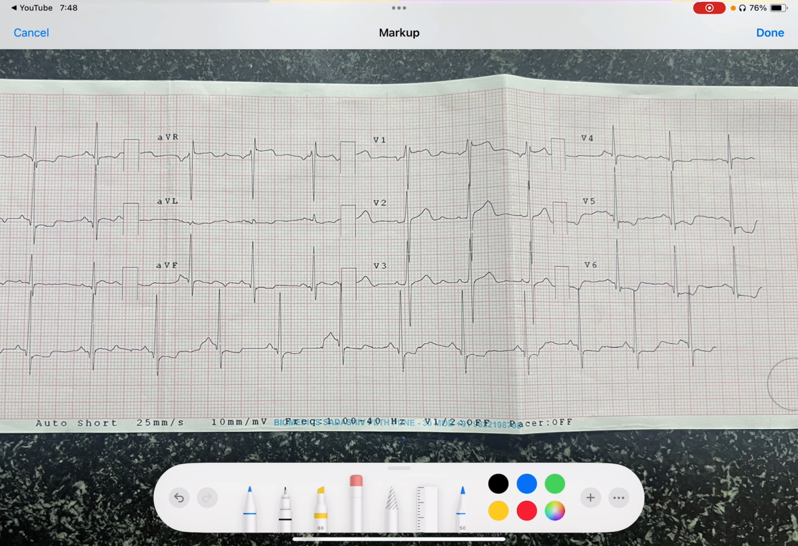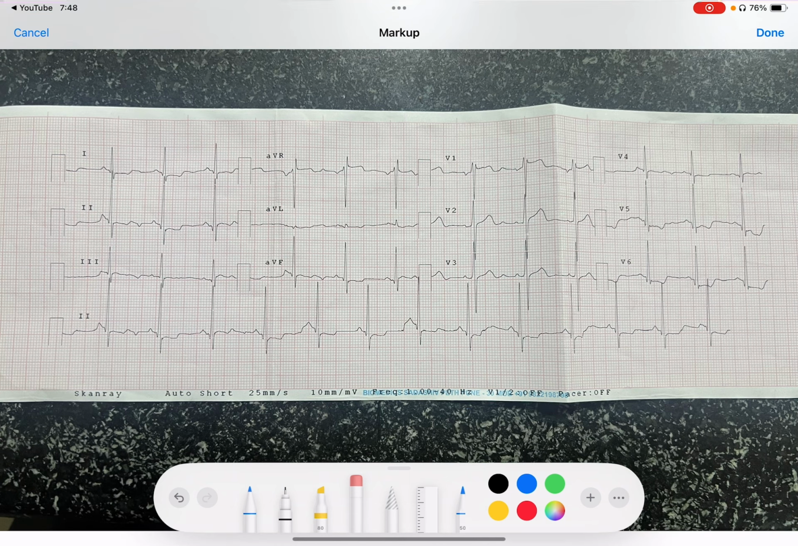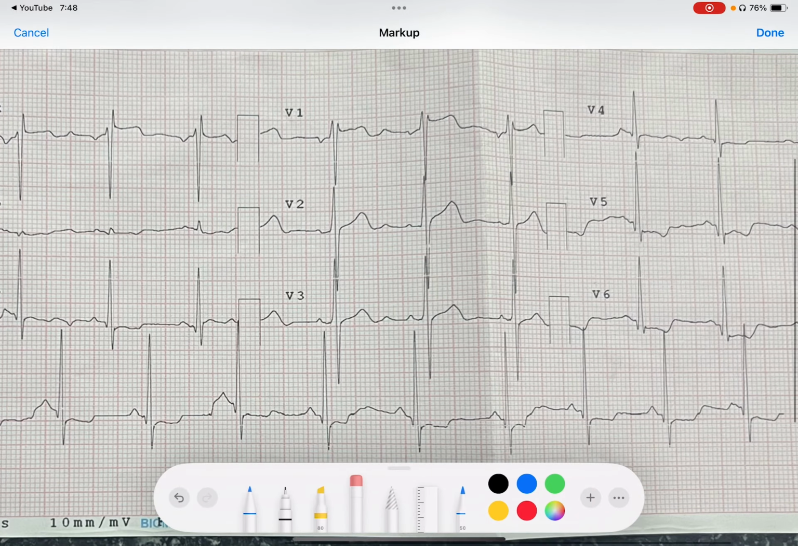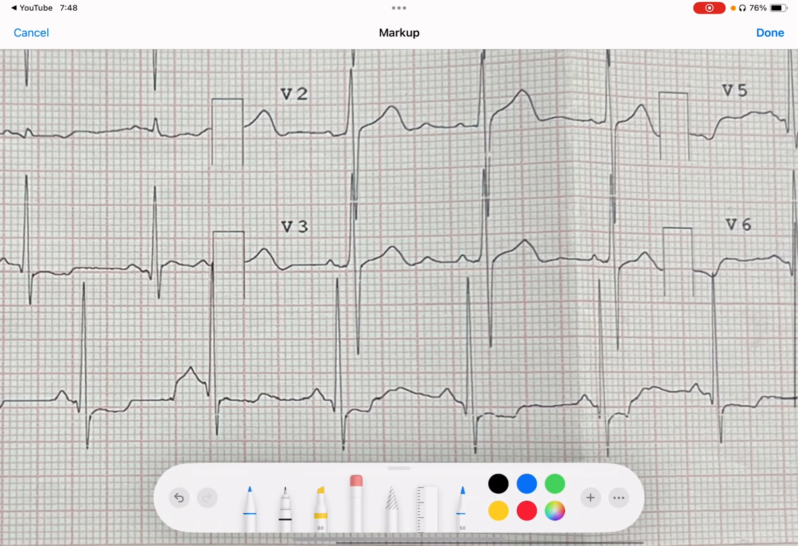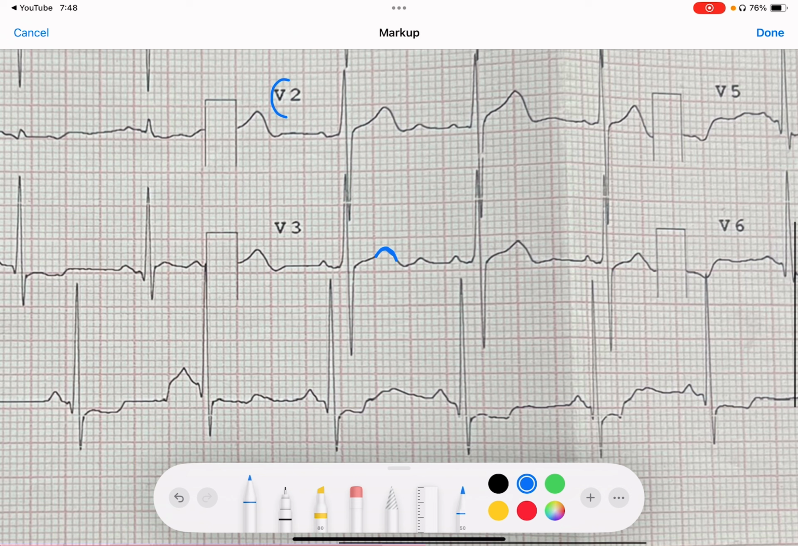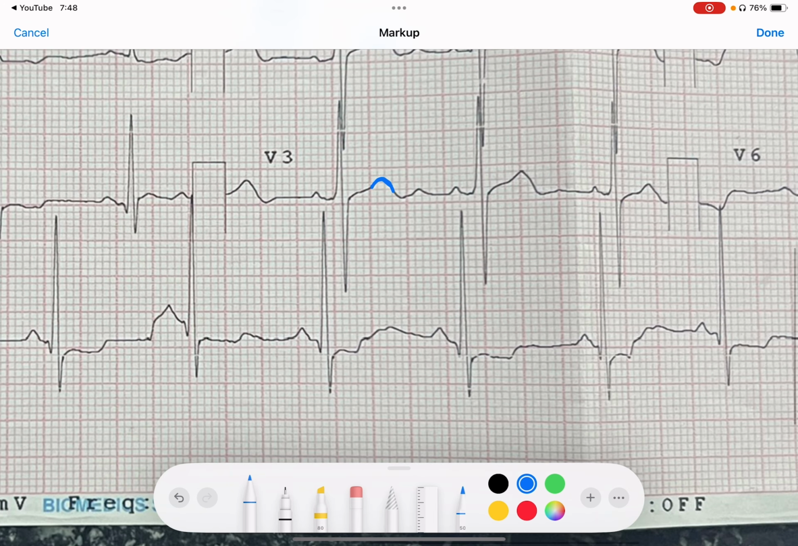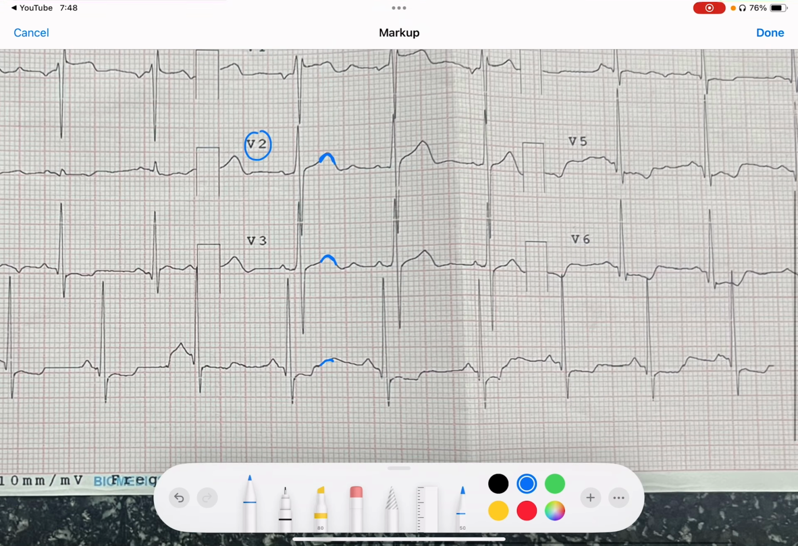So we know the positive waves are P, R wave and T wave. These are all positive waves, and positive means there is a good muscle contraction. So what we see here, if you look very closely in V1 and V2, the T wave is positive. In lead V2 also we have a good positive T wave. In lead V3 also we have a positive T wave.